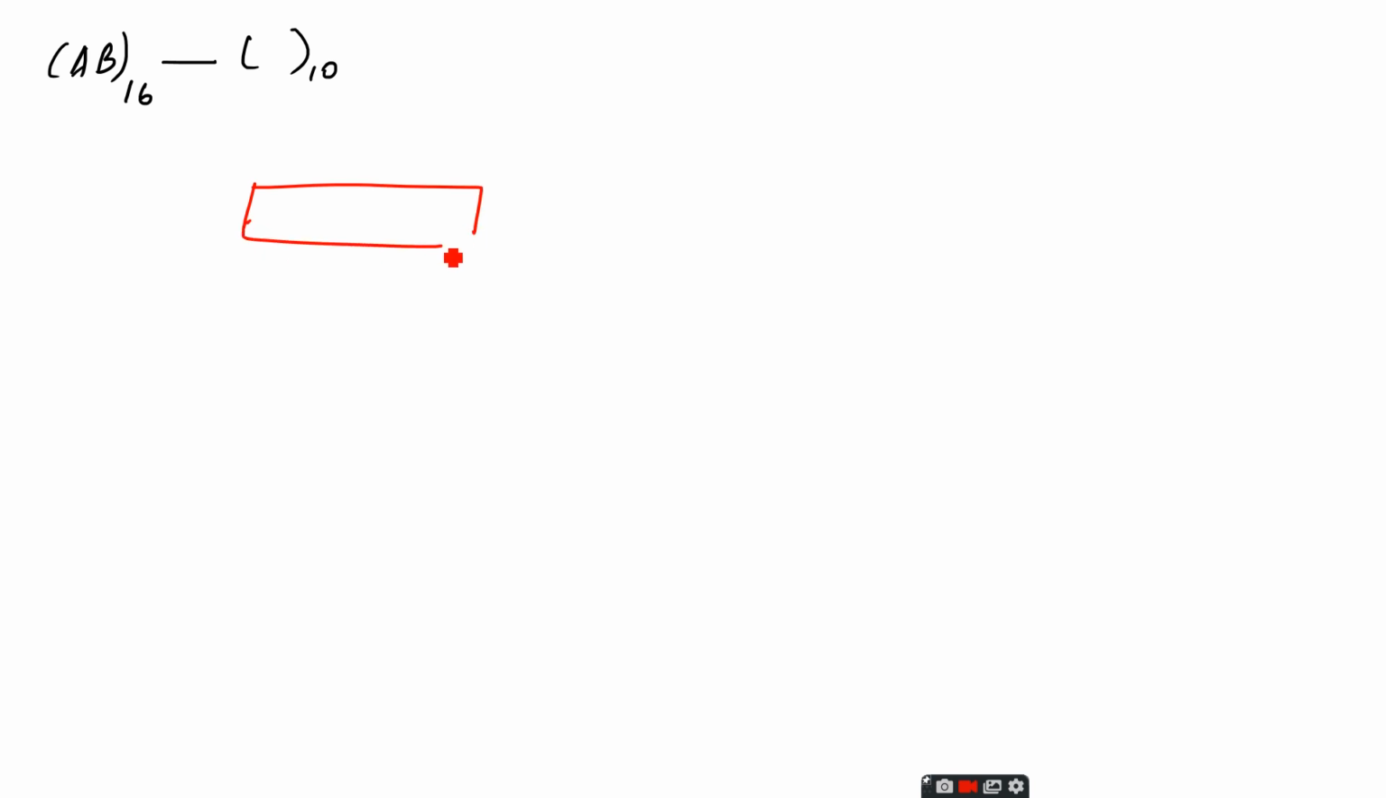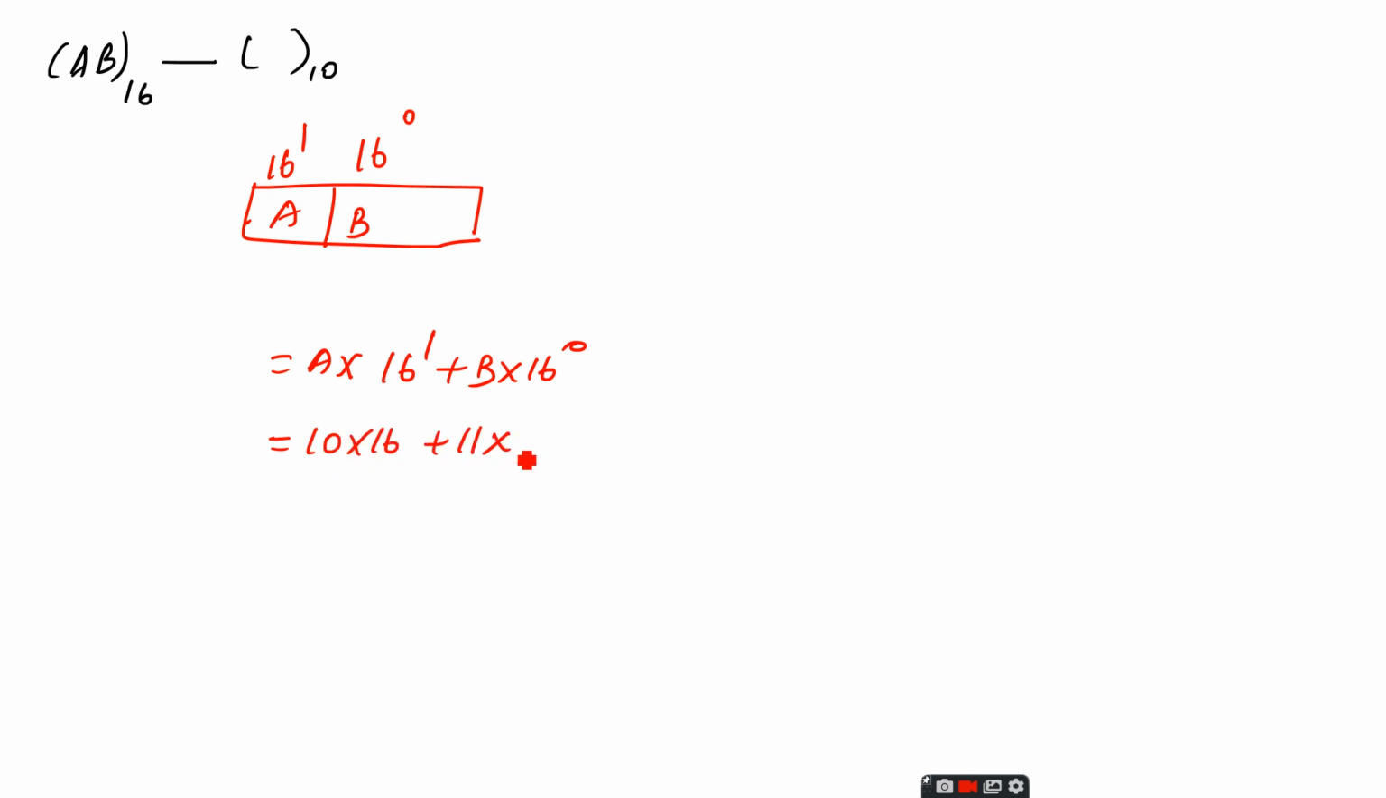So we have to represent it in the box AB. After that, we have to give the position value 16 raised to 0 and 16 raised to 1 because we are converting hexadecimal number to decimal. After that, we have to expand A into 16 raised to 1 plus B into 16 raised to 0. So the value of A 10 into 16 plus 11 into 1. So it will be 160 plus 11. So the answer will be 171 base 10.